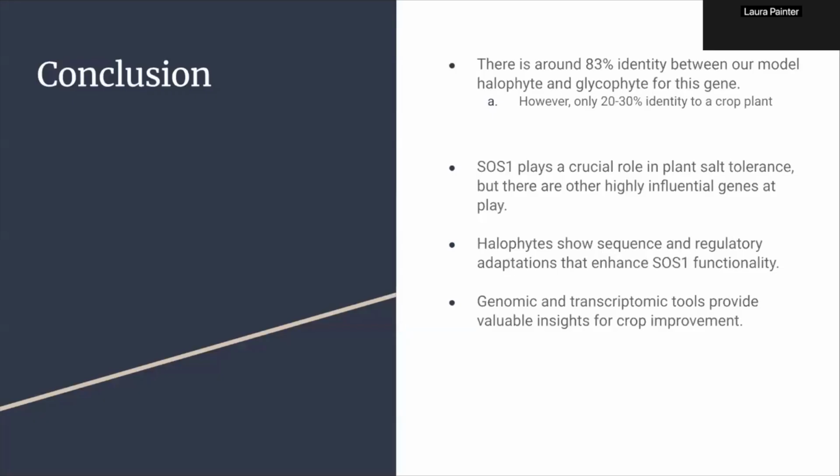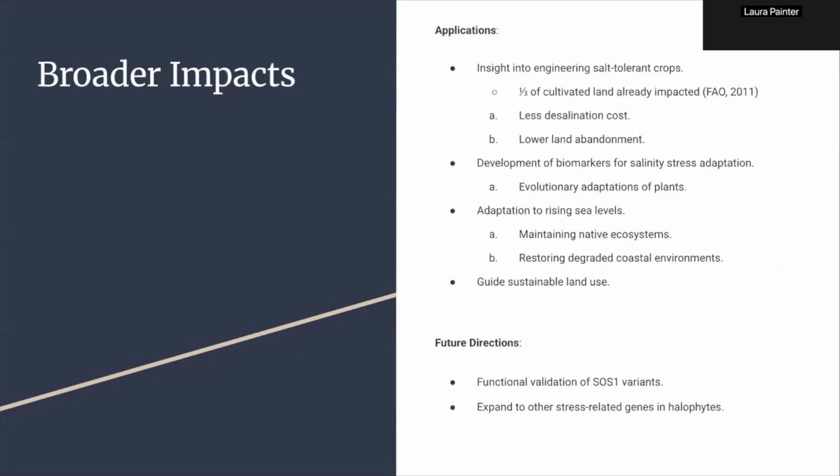So overall, our conclusion is that Arabidopsis and Eutrema share 83% SOS1 identity, but tomato shares only about 20 to 30%, emphasizing a divergence in domesticated crops. Eutrema shows both higher expression and structural differences in SOS1 under salt stress, and this supports my hypothesis that SOS1 evolved adaptively in halophytes.